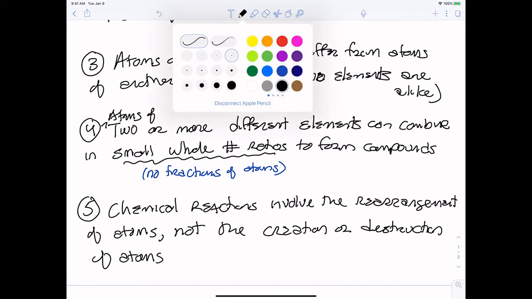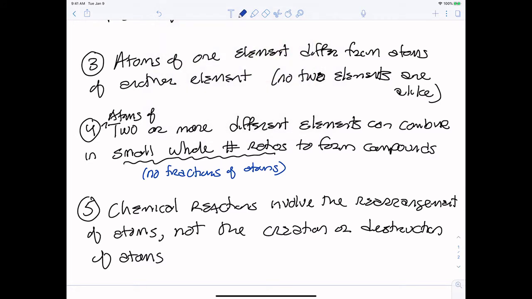And keep in mind here, we're talking about chemical reactions. In 152, you're going to have a chapter on nuclear reactions, and that's going to be different. Chemical reactions and nuclear reactions are not the same. But in chemical reactions, we're not going to create atoms or destroy atoms. We're just going to rearrange how they're connected.